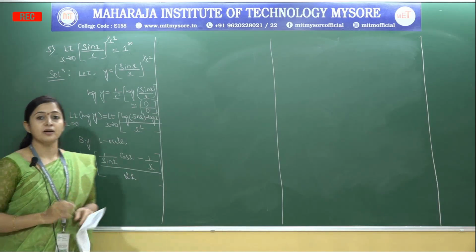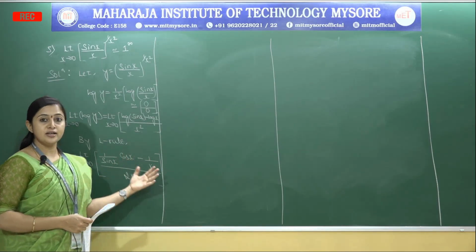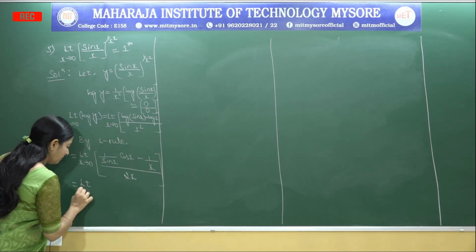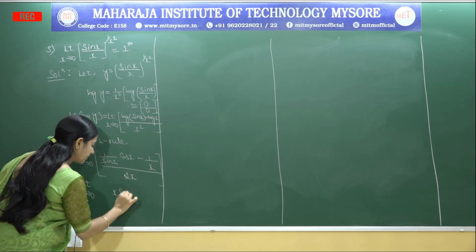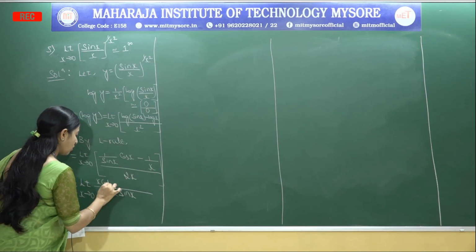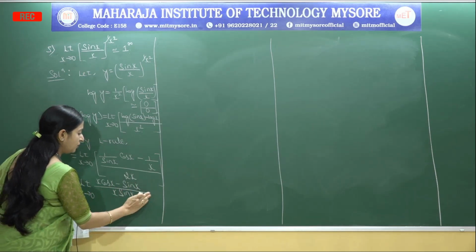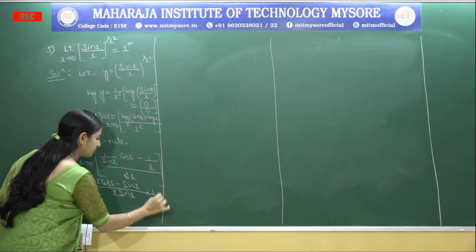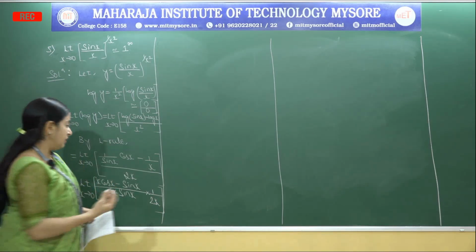First simplify this part by taking the LCM. The LCM is x sin x. First you take the LCM, then apply the property. So the limit as x tends to 0: the LCM is x sin x, the numerator after cross multiplying is x cos x minus sin x, and the denominator you have 2x by 1, which you can also write as 1 by 2x. First simplify this, then you apply the property.